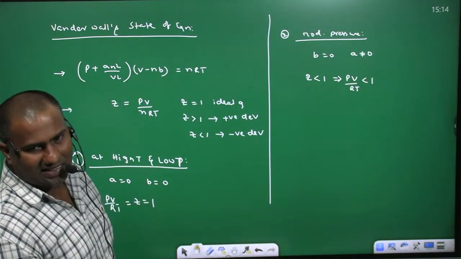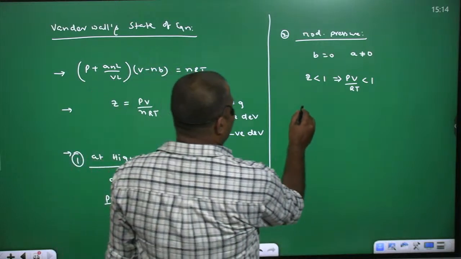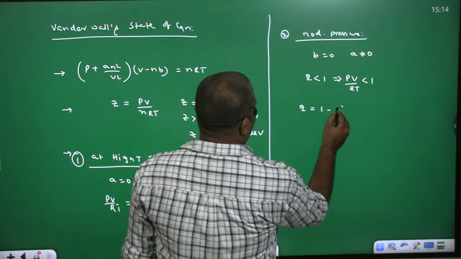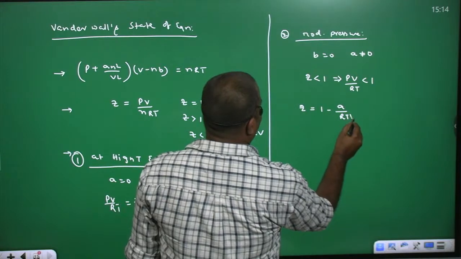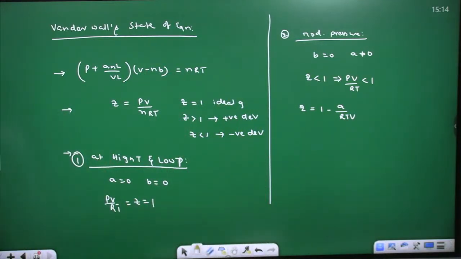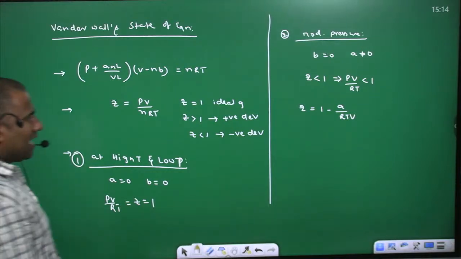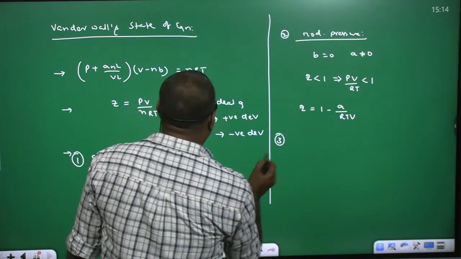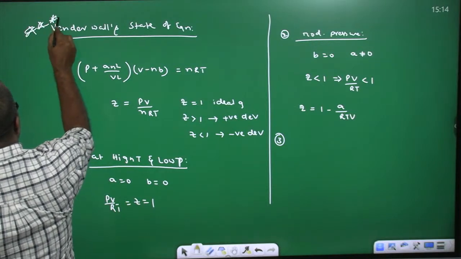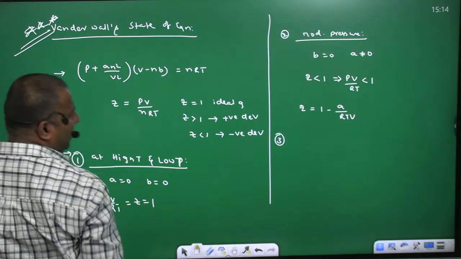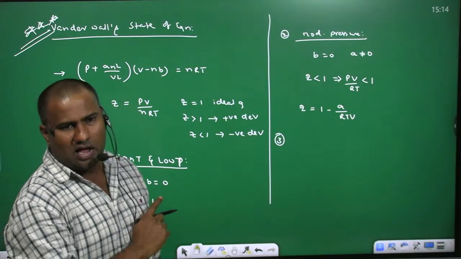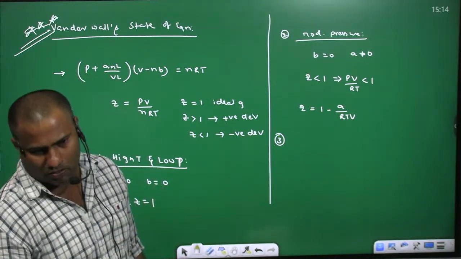So Z less than 1 means Z equals 1 minus A by RTV. This is at moderate pressure. The third condition, the van der Waals equation of state, is asked many times. Every time we are going to find at least one question, so concentrate on that. That is the reason I am explaining the conditions also.